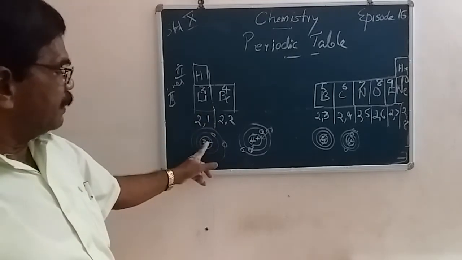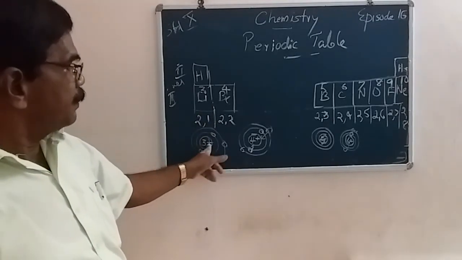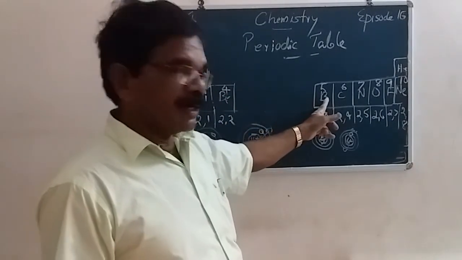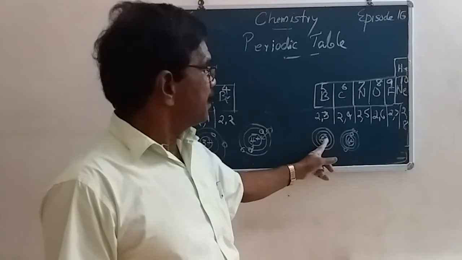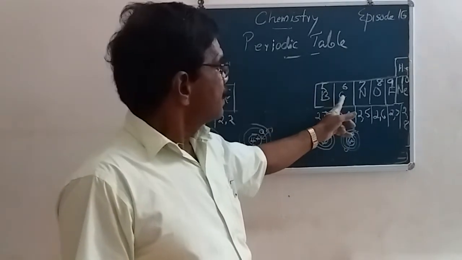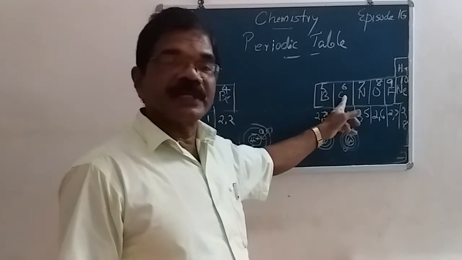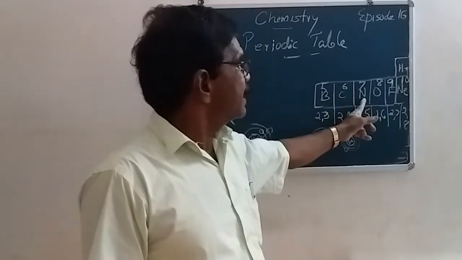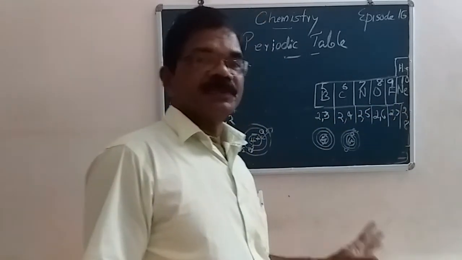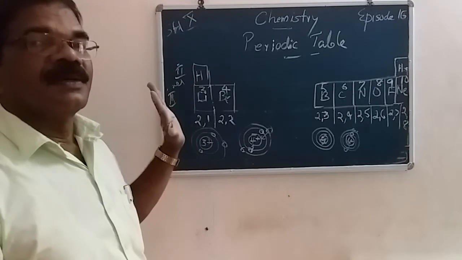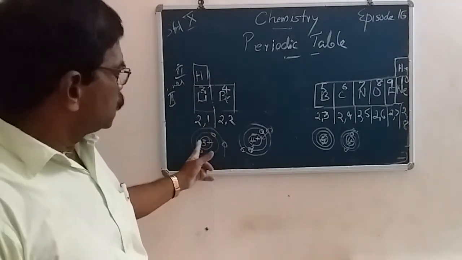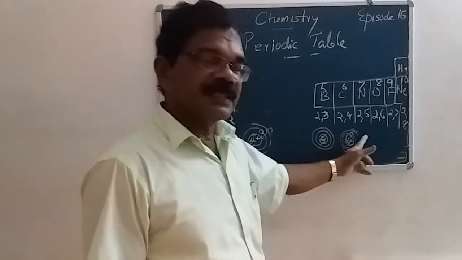In the case of lithium, nuclear charge is 3 positive. Beryllium, nuclear charge is 4 positive. Boron, what is the nuclear charge of boron? 5 positive. How does it get 5 positive? It has 5 protons in the nucleus. Carbon, what is the nuclear charge of carbon? 6 positive. Nitrogen, 7 positive. Oxygen, 8 positive. Fluorine, 9 positive. The main thing is what? In a period, from left to right, nuclear charge increases.